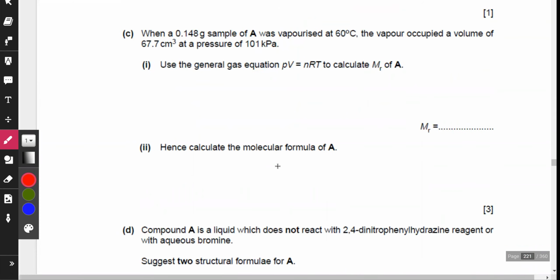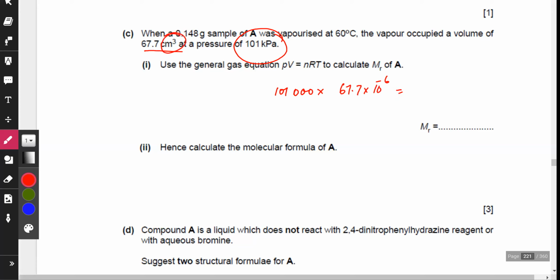So next part is about PV = nRT. You're seeing when a 0.148 gram sample of A was vaporized at 60, the vapor occupied a volume of 67.7 cm3 at a pressure of 101. So you have to find the Mr of A. P is given, the pressure has to be in pascals, so it's going to be 101,000. The volume should be in meter cube, so it's going to be 67.7 times 10 power minus 6. If you want to convert that into meter cube, divide 2 times by 1000.